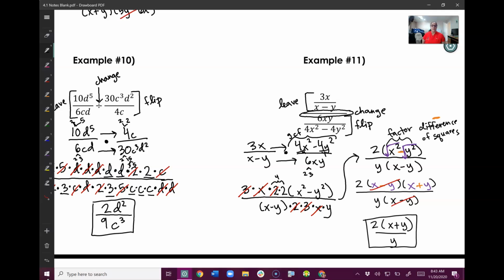So that's everything for simplifying, multiplying, and dividing rational functions. You can now do your assignments and your skill checks.